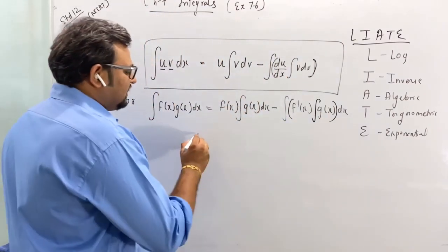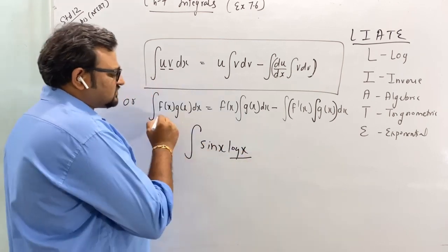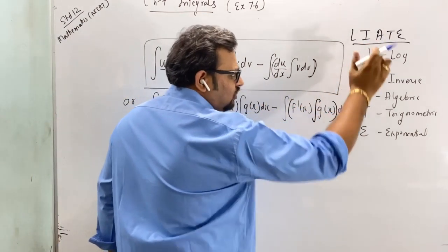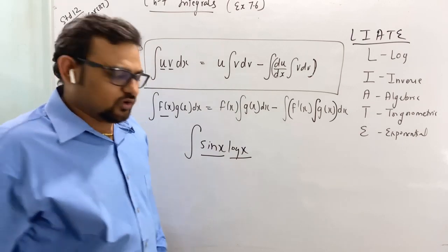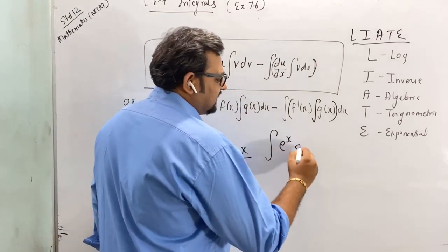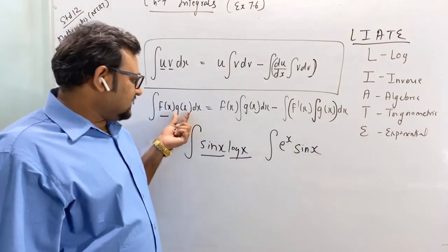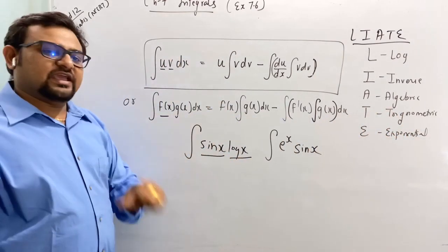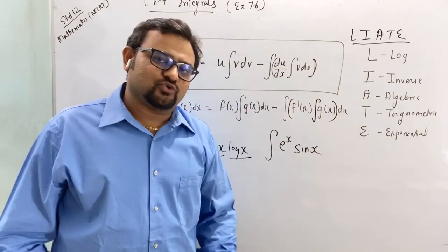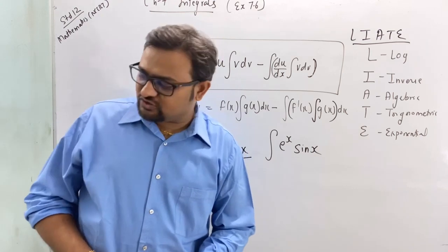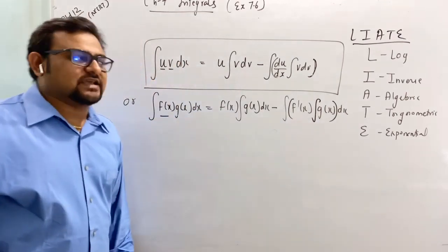Just for example, if it is sin x into log x, then log x must be taken as f(x) because between logarithmic and trigonometric, logarithmic comes first, and sin x must be taken as g. If there is e raised to x times sin x, then the exponential function will be taken as g(x) and sin x, trigonometric, will be taken as f(x). If you use this rule, it will be easy for you to solve. Clear? So just go through this formula and note it down. Then we will start with exercise 7.6.